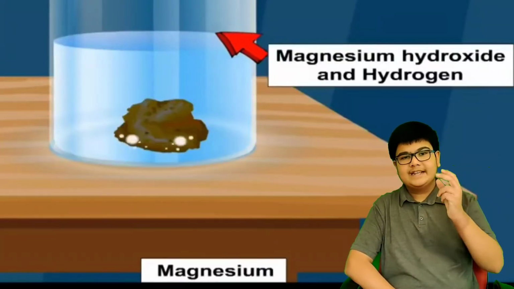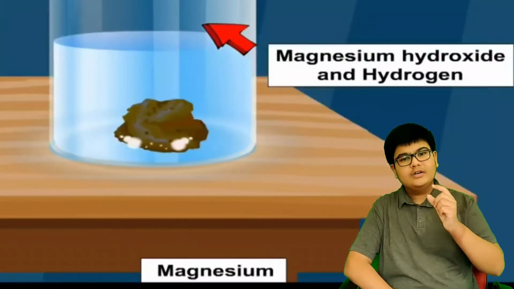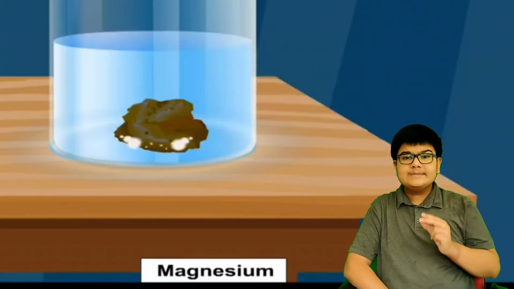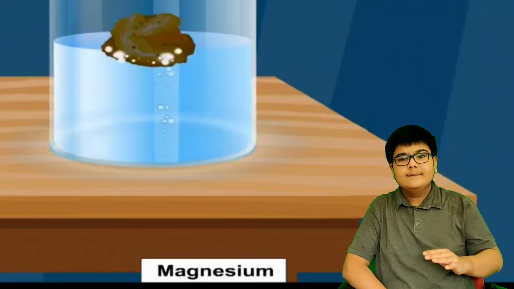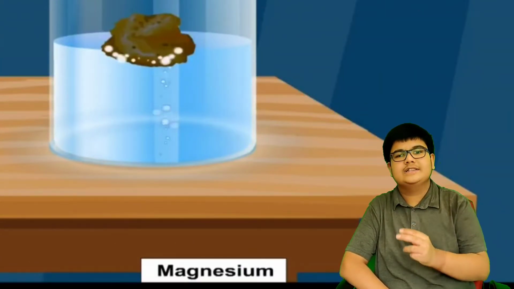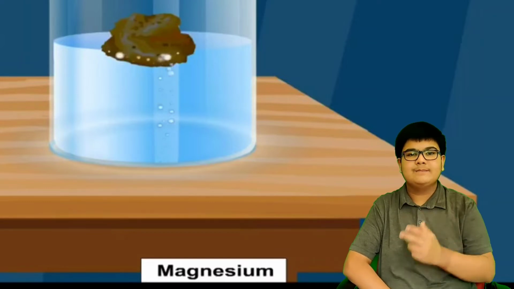And magnesium plus hot water gives magnesium hydroxide plus hydrogen gas. And this magnesium starts floating because bubbles of hydrogen gas stick to the surface of this metal. So this is a unique property of magnesium metal when it combines with water.